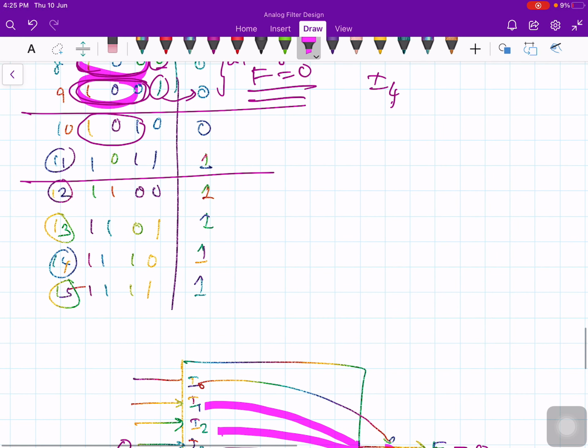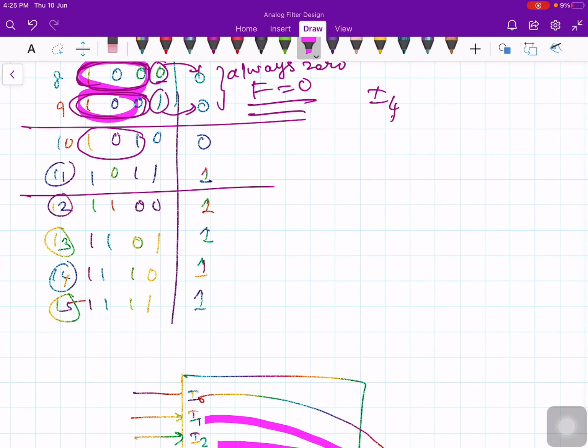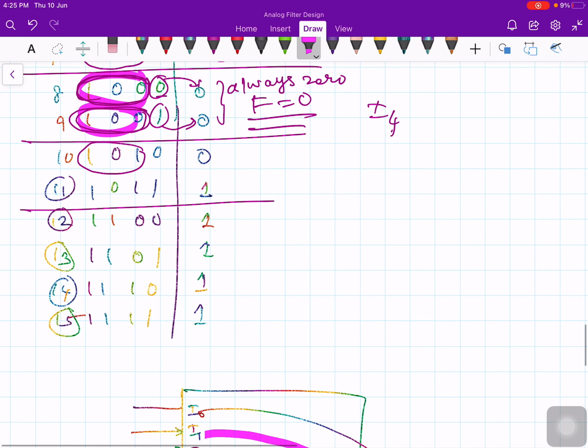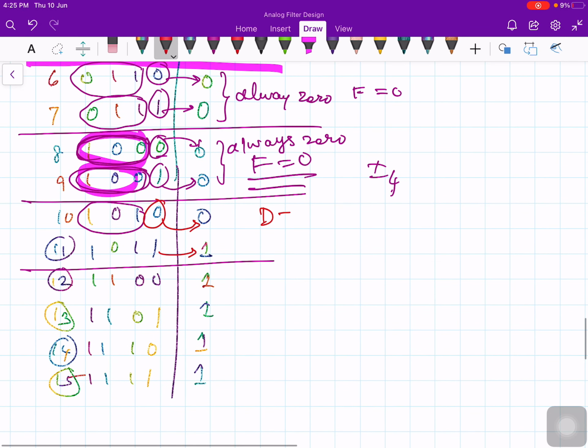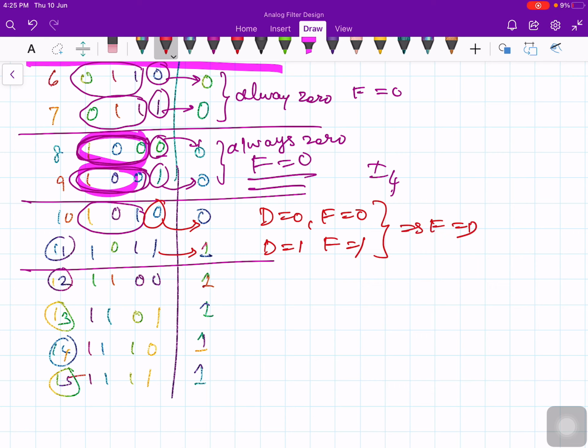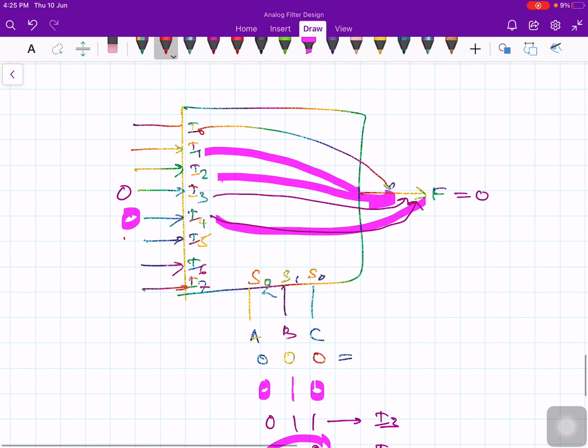Now take I5, 1, 0, 1. Now again look at the beauty here. See, the 0 comes as 0 and 1 becomes 1. That means when D equal to 0, then output also 0. When D equal to 1, output also 1. That means it implies F equal to D. Therefore, this 1, 0, 1 corresponds to I5. So I5 gets the value of D.